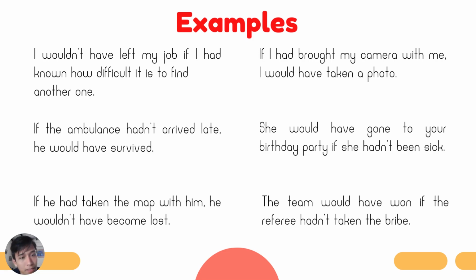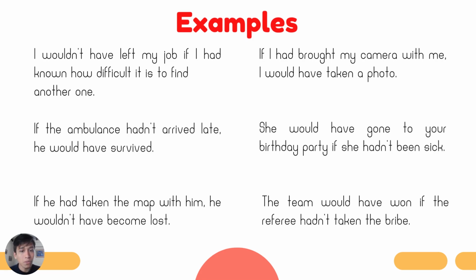Now, if the ambulance hadn't arrived late, he would have survived. This indicates again that we hope that had happened, but unfortunately it didn't. So, for example, if the ambulance had arrived, he would have survived, but the ambulance hadn't arrived, so he couldn't make it.